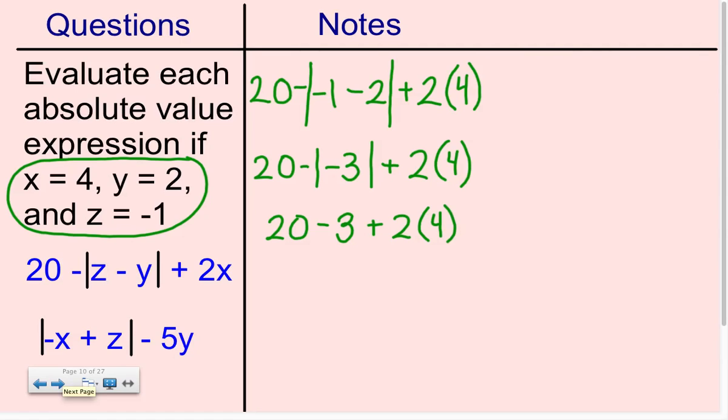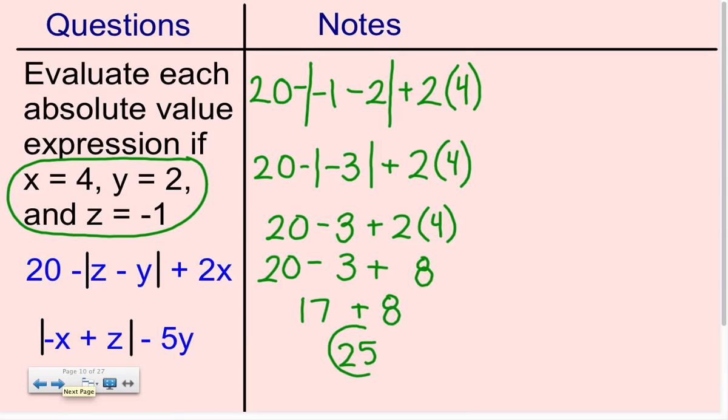Now that I'm done with my absolute value signs, I'm left with subtraction, addition, and multiplication. So I will multiply first according to PEMDAS. Then I can add and subtract from left to right. 20 minus 3 is 17. 17 plus 8 is 25.